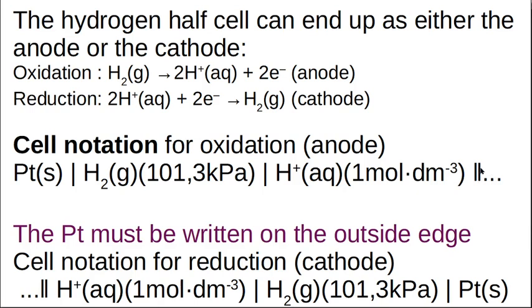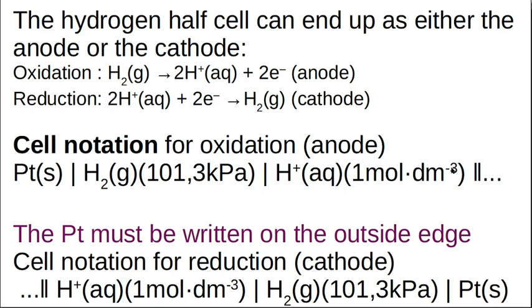Okay, remember the salt bridge is like your mirror, and so from the mirror working to the left, if it's the hydrogen going to the protons at the anode, here's my salt bridge. Here's my protons in aqueous solution at 1 mole per cubic decimeter. Here's my hydrogen gas at a pressure of 1 atmosphere. And then can you see, instead of my normal cell notation, which only had 1 vertical line, I've got 2 vertical lines, and the platinum metal is right on the edge. Okay, the platinum's always on the outside edge. So this is the one for oxidation: platinum, hydrogen, proton, salt bridge.